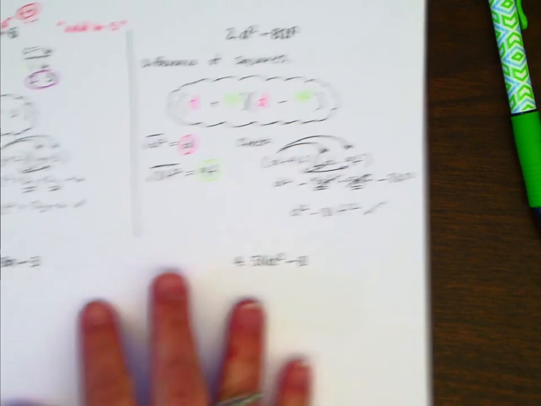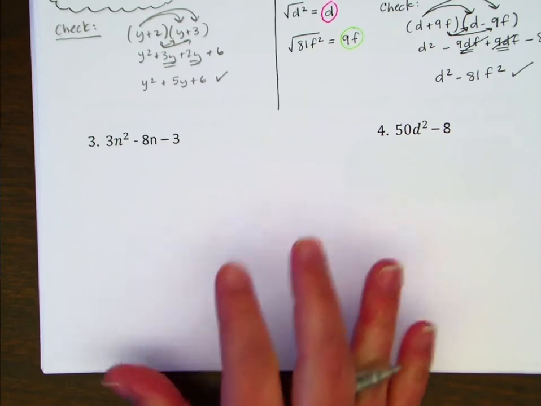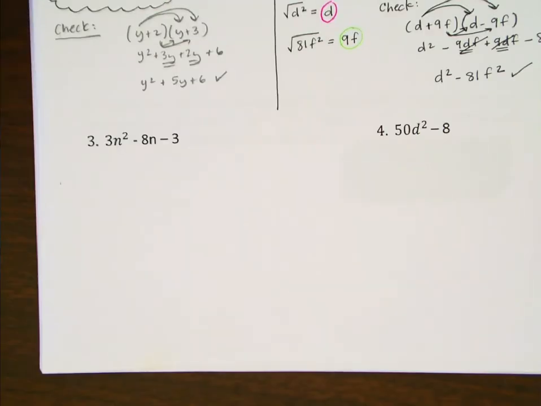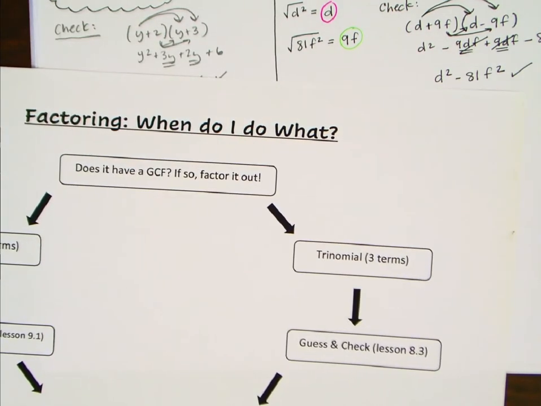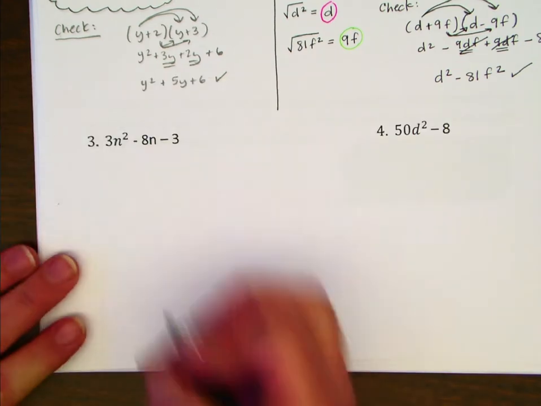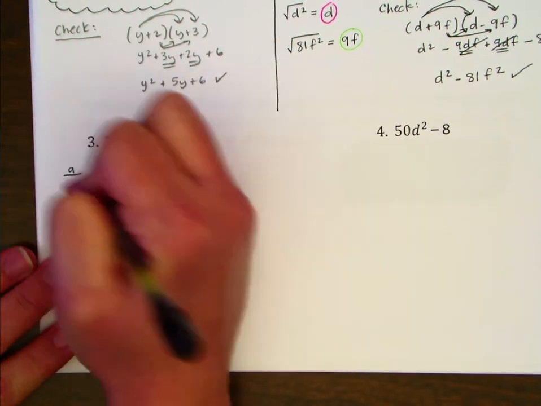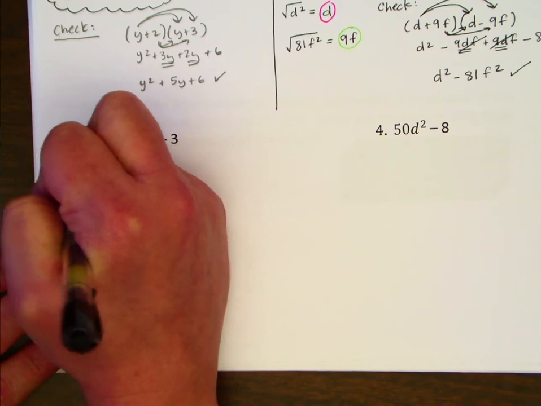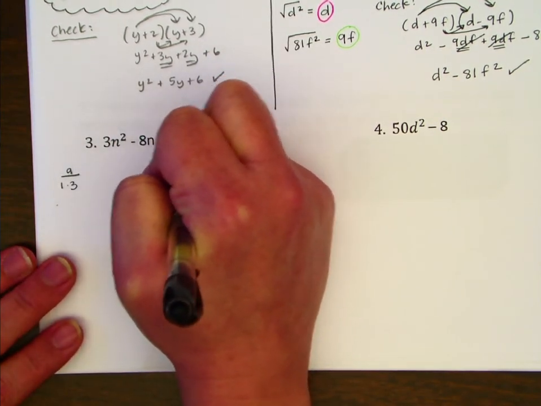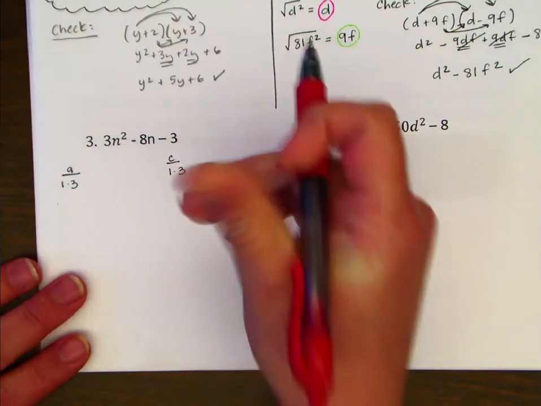All right, so let's look at number 3. What should we do? Does it have a GCF? No GCF. How many terms? 3 terms. So it's what? Guess and check. Okay, so we're going to do the same thing that we were doing all last unit. List the factors of A, 1 and 3. List the factors of C, also 1 and 3. Okay? All right, let's talk about signs here.